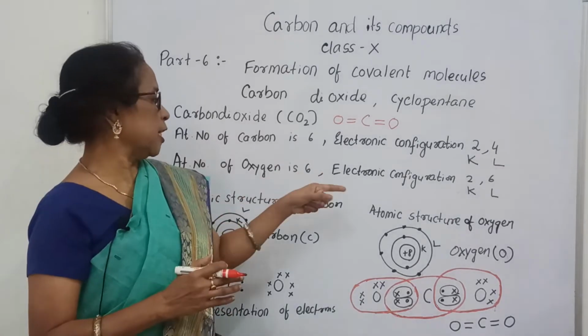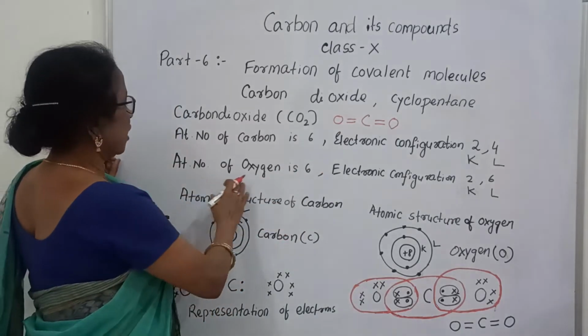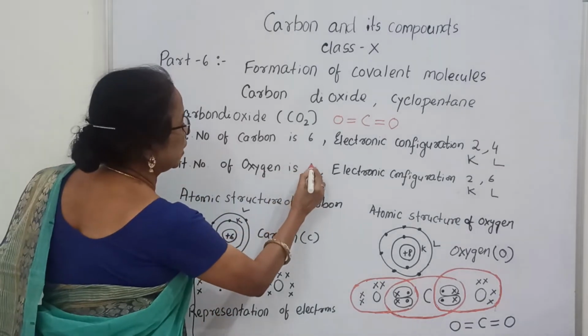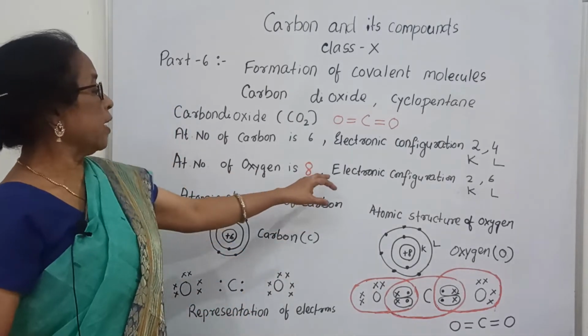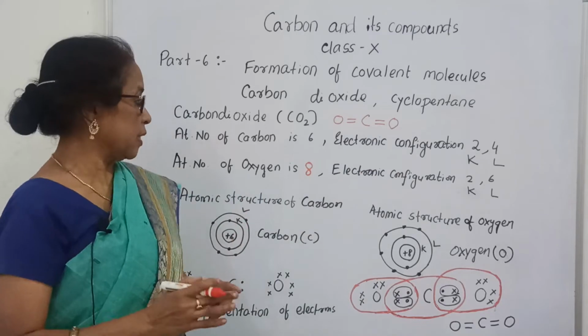Atomic number of oxygen 6. Sorry, here atomic number of oxygen, it should be 8, not 6. Sorry, it should be 8. And electronic configuration 2, 6.